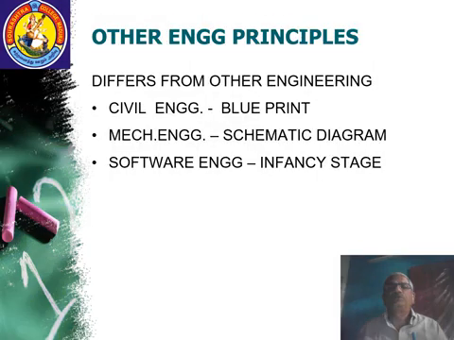Let me discuss other engineering principles, comparing them with software engineering, and in what way software engineering differs from others. Let me take civil engineering. They have a blueprint as a notation or approach to follow. And in mechanical engineering, they have a schematic diagram. But software engineering is in its infancy stage, because we don't have well-developed methods that should be followed when we develop this type of software, and we don't have any particular choices. We can choose a method when we develop a particular software or a different software.